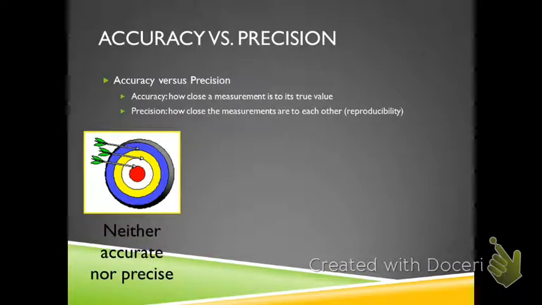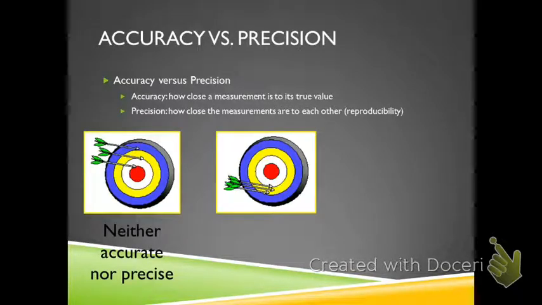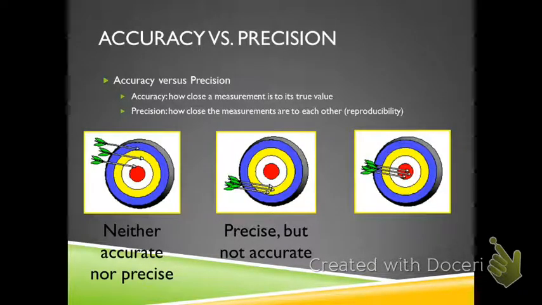If you look in this first photo, this is not accurate or precise. To be accurate in a bullseye, you want to hit the center, and it's not hitting there, and all of these arrows are not in the same location, so it's not precise either. The second one, they all look pretty clumped together, but they're not hitting the bullseye. Therefore, they are precise but not accurate. The last one, they're hitting the bullseye and they're all together. This is an example of how you can be accurate and precise.